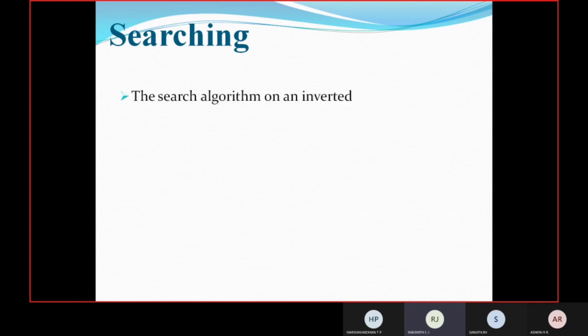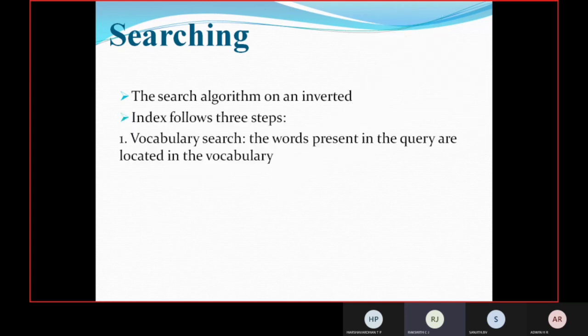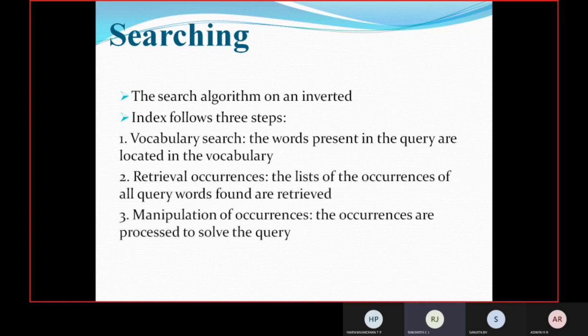Searching. The searching algorithm on an inverted index follows three steps. They are vocabulary search, retrieval of occurrences, and manipulation of occurrences. First one, vocabulary search uses a suitable data structure which stores every word. Every word of each text in a query is read and searched in the vocabulary. If the word is not in the vocabulary, then it is given an empty list of occurrences.